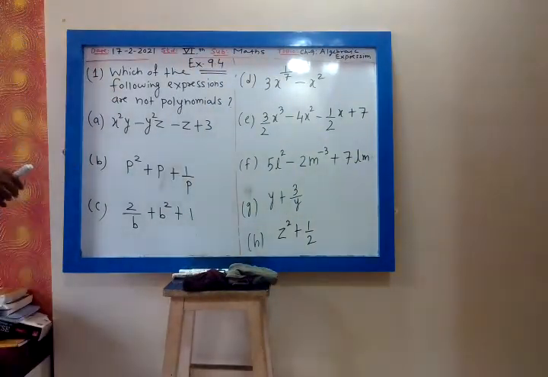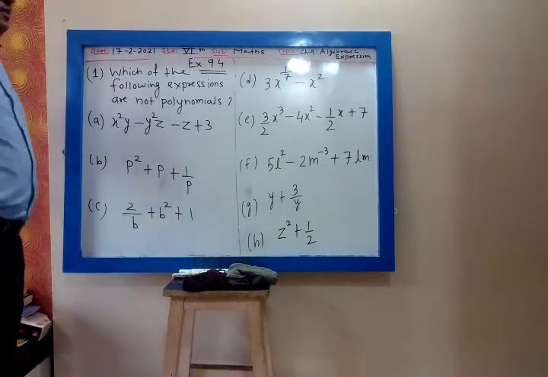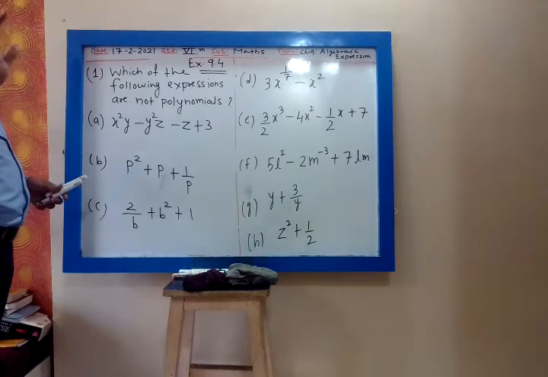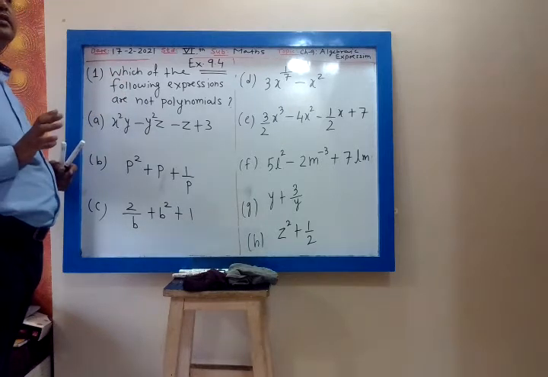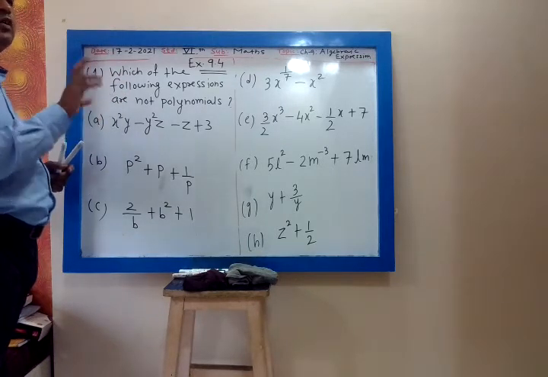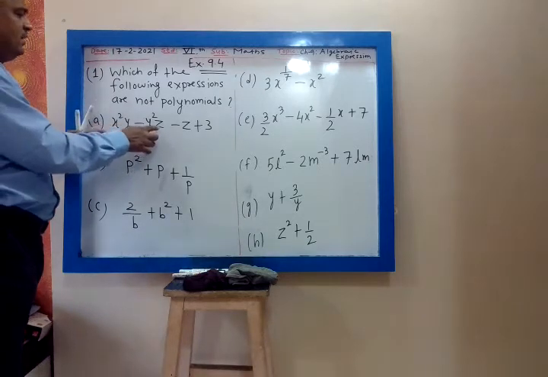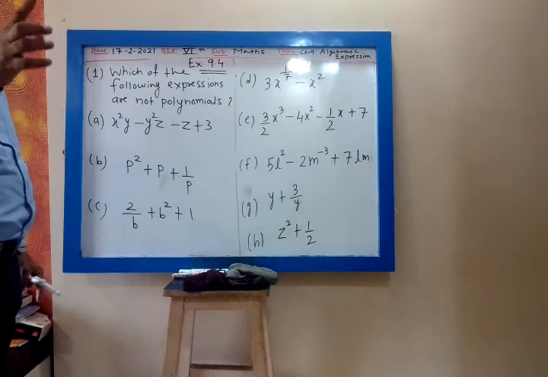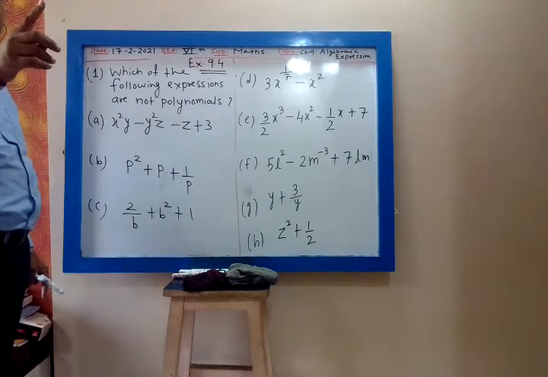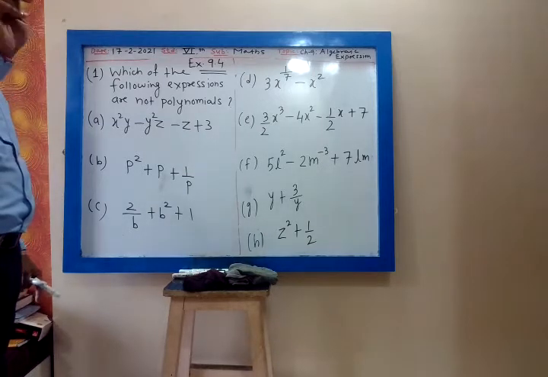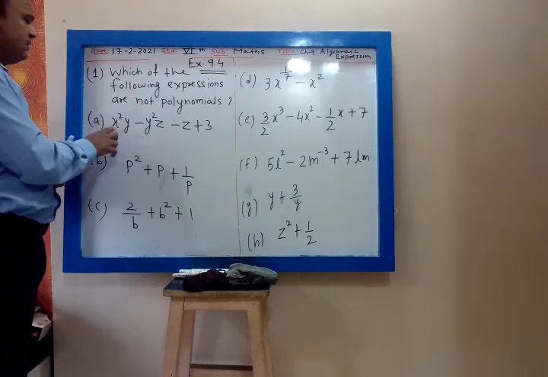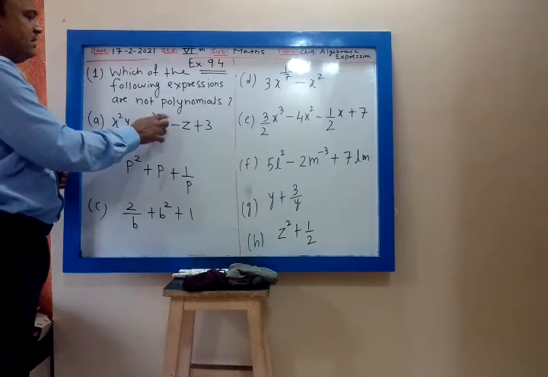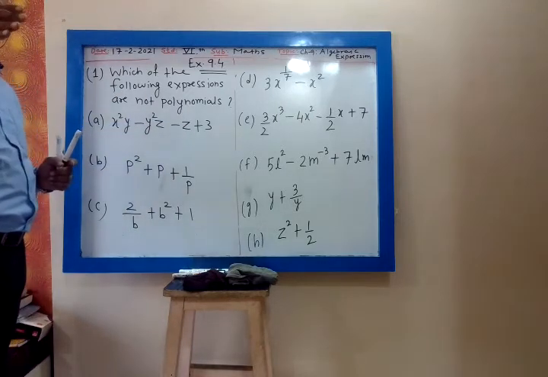Let me explain one by one. See, in A, which variables you can see? This is a polynomial in which variable? What are the variables? X, Y, Z. So this is a polynomial in variables x, y, z. Now what are the powers of x, y, z? x has 2, y has 1, y has 2, z has 1.